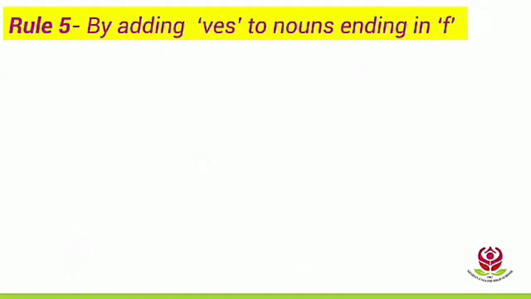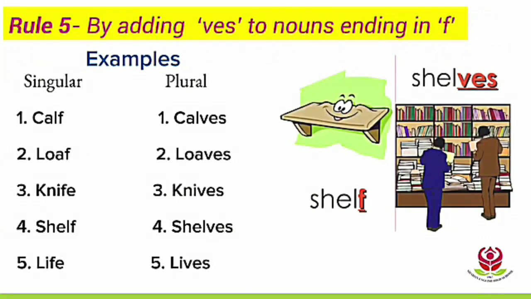Coming to rule number 5. By adding ves to nouns ending in f. Students, have a look at these examples. Calf, calves, loaf, loaves, knife, knives, shelf, shelves, life, lives.